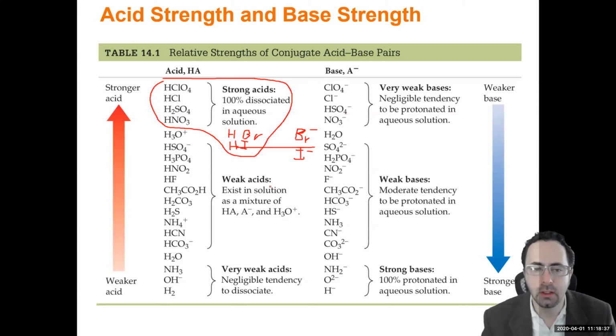Other questions here about acids and their conjugate base and their relative strengths? No? Just let me know, guys.